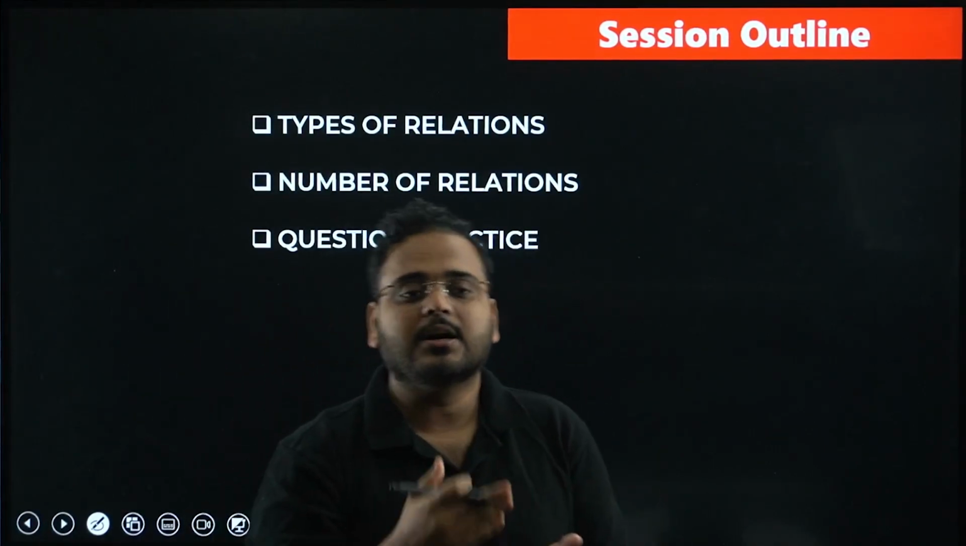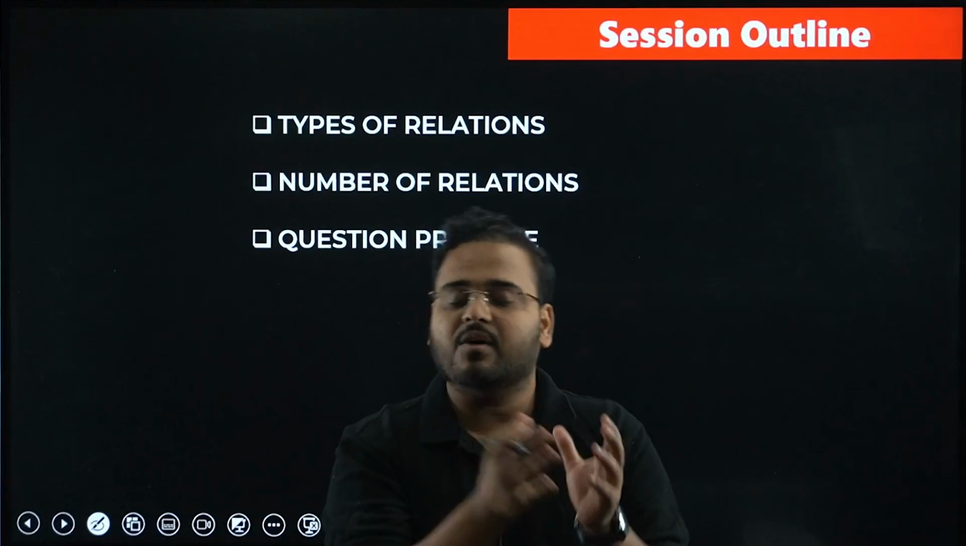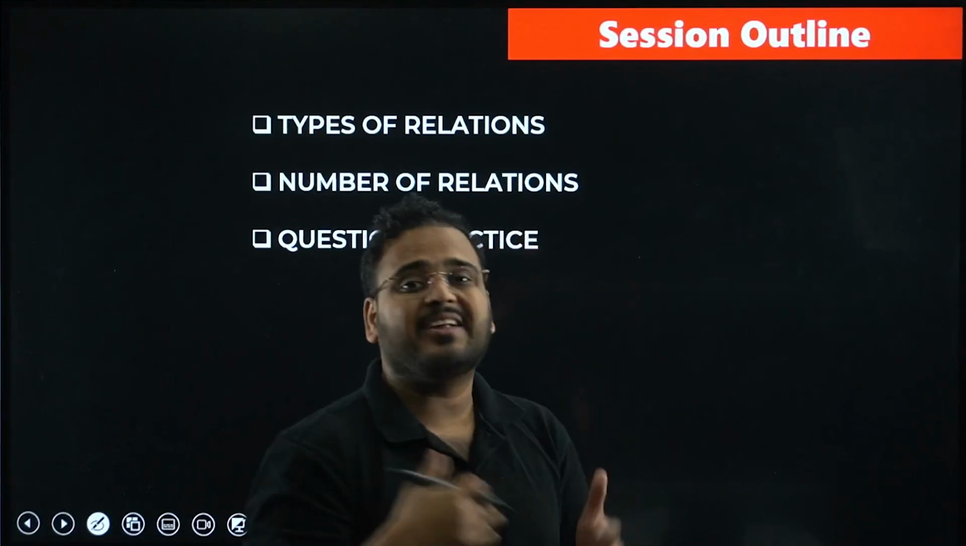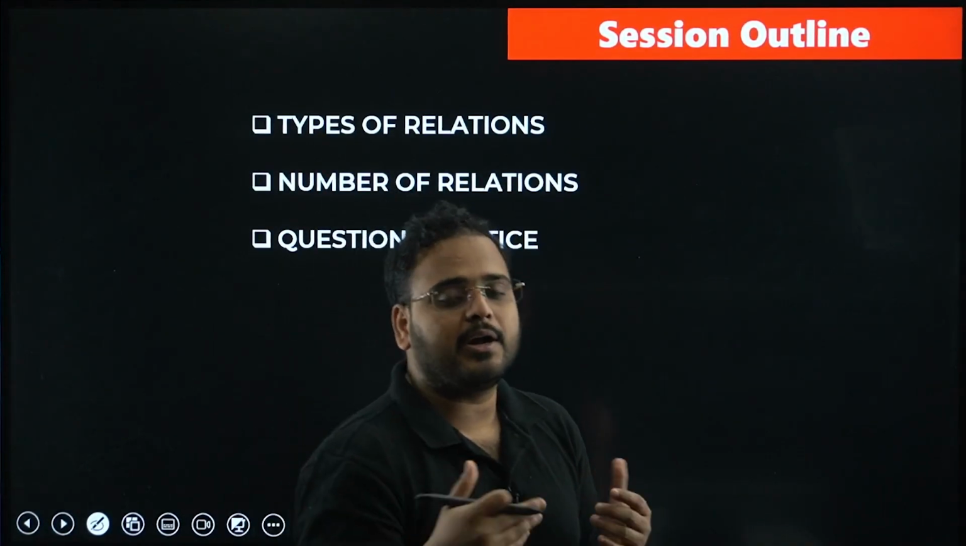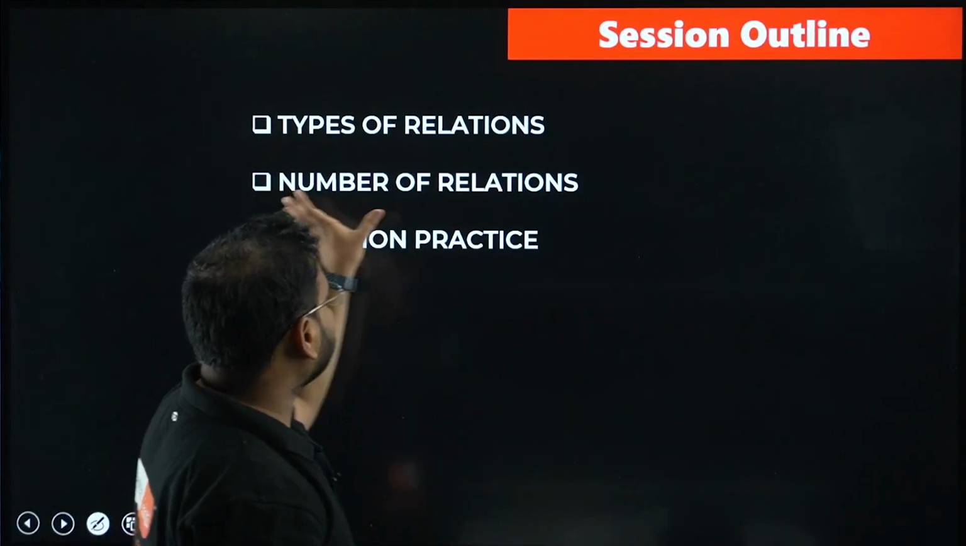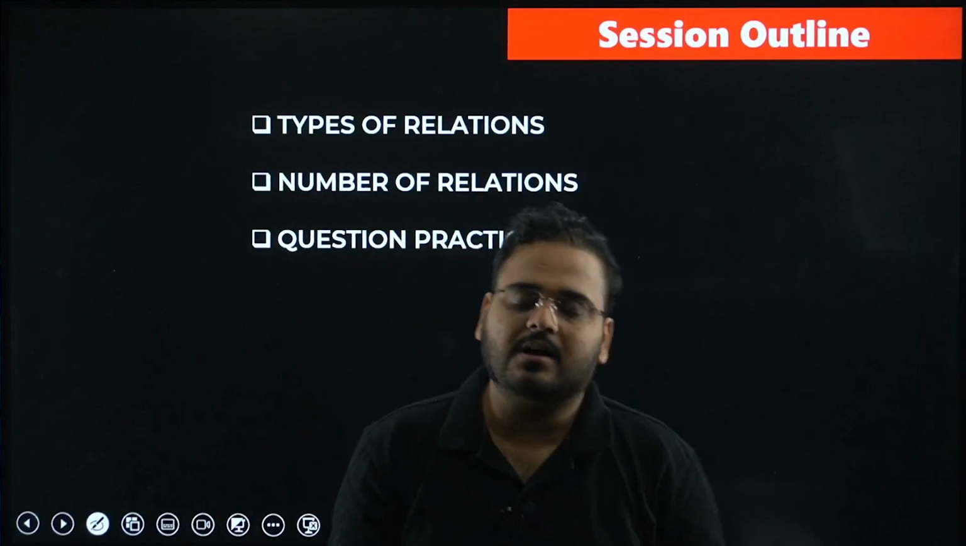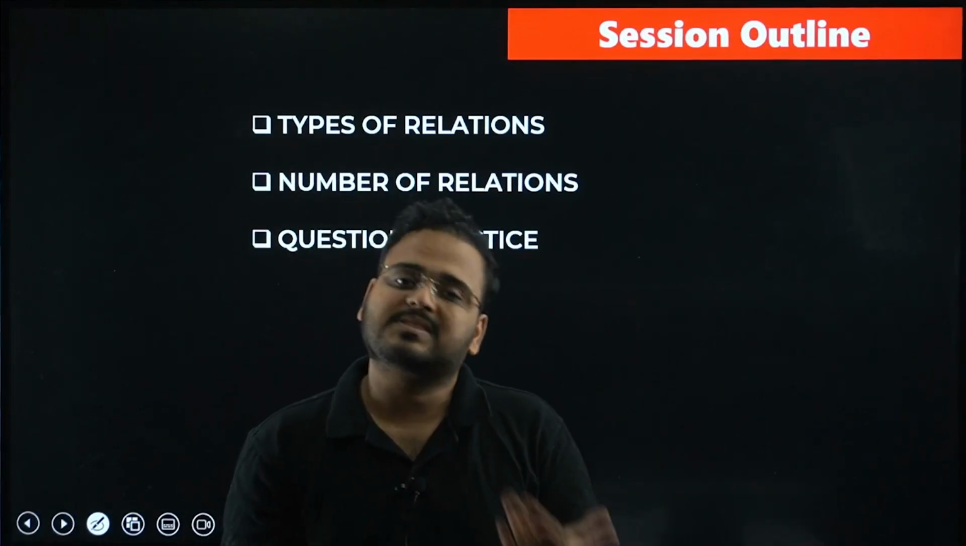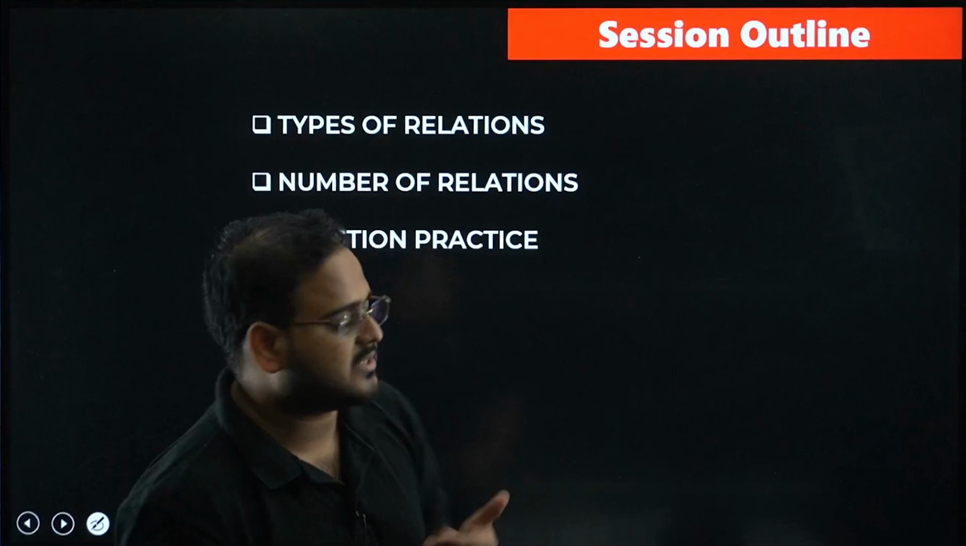So first we learn the types of relations and their definitions, of course the questions on them, and how to identify them, all the tricks that are required to solve the questions. We'll learn all of that. Then we'll move on to quickly learn one topic, which is the number of relations. There are fewer questions asked on this topic, but still relevant. So we'll solve that part as well.